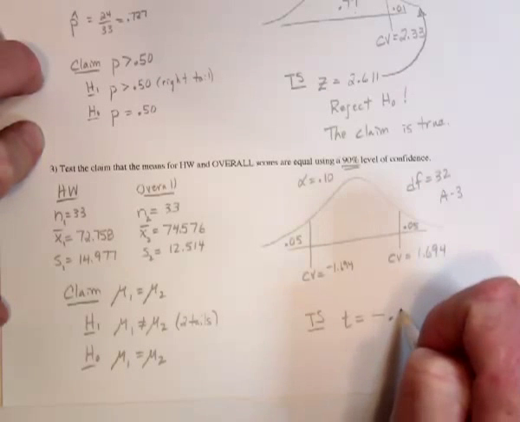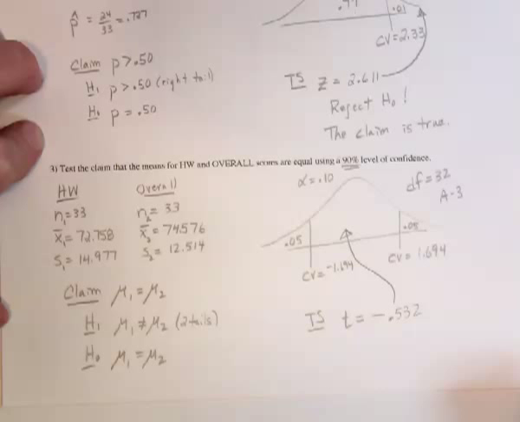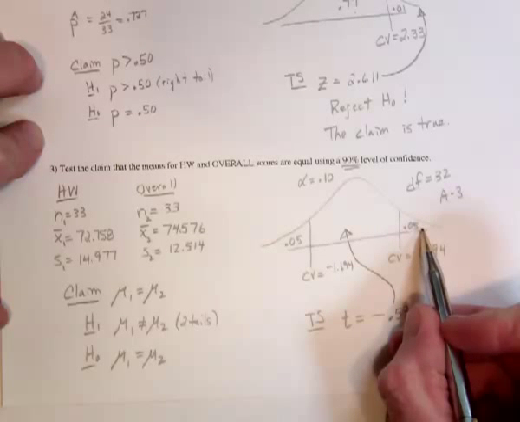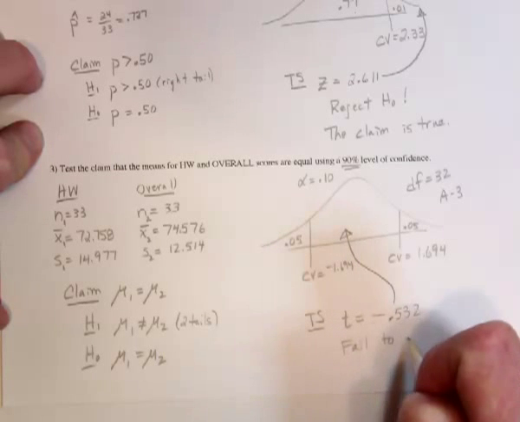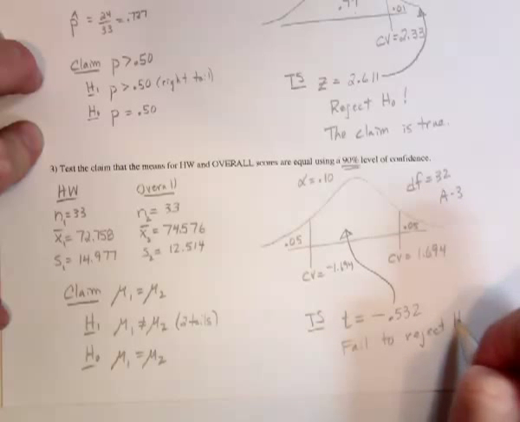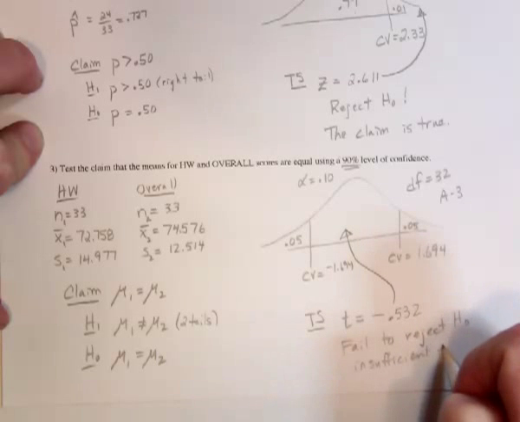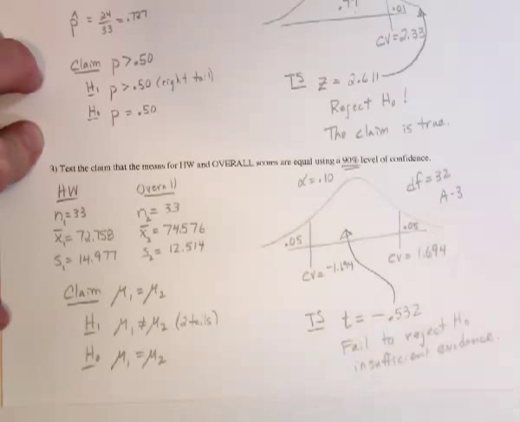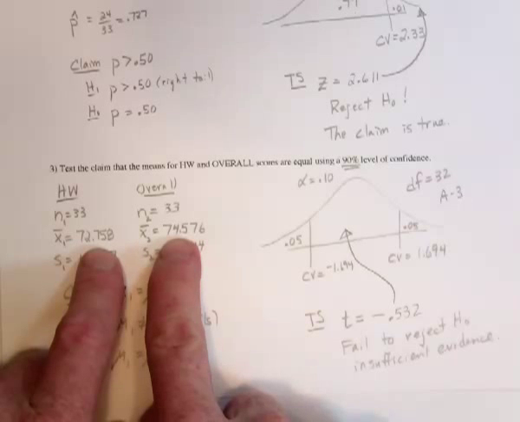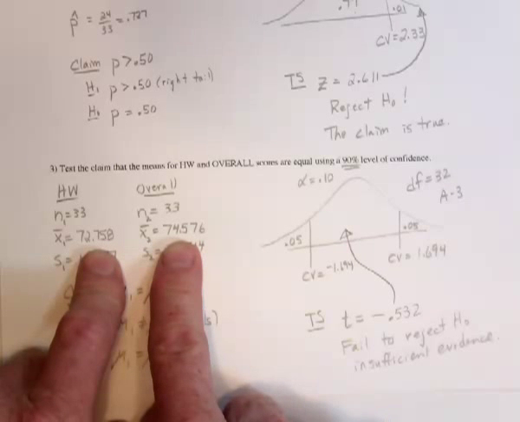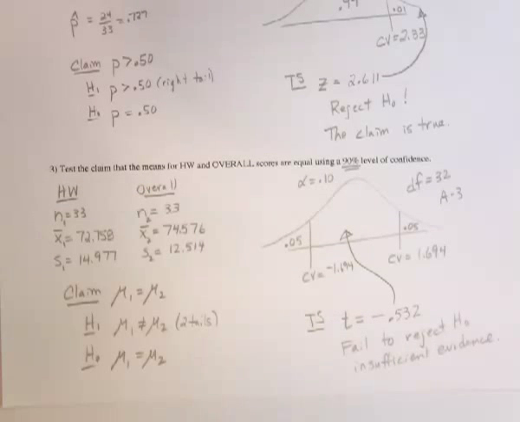Negative 0.532 would land somewhere in here. And since it's not in either of the tail regions or critical regions, we get fail to reject. We didn't prove anything. The reason for this one is mostly that there is not a huge difference between a 74.5 and a 72.3. So that means that the average homework is very close to the overall scores. There's not a lot of difference.